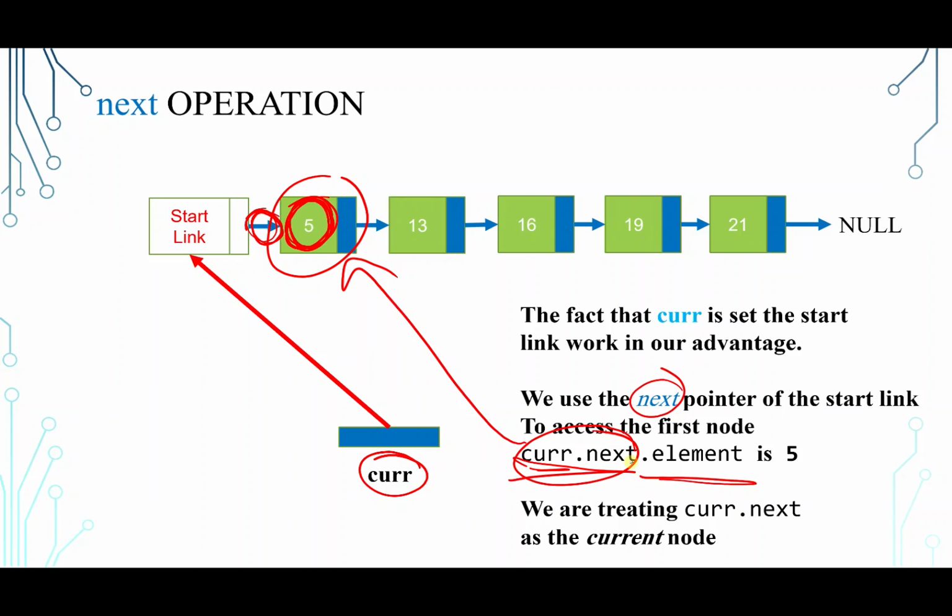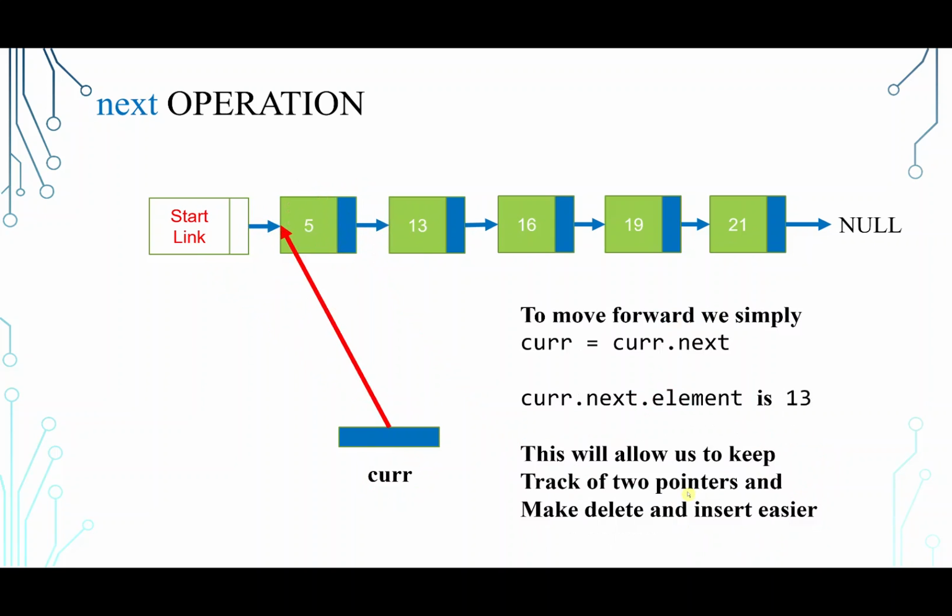If I do just current.next, then it is talking about this link. Current.next.element is going to access the element. So now it's 5. We are treating current.next as the current node. Current.next is actually our current node, and so on.